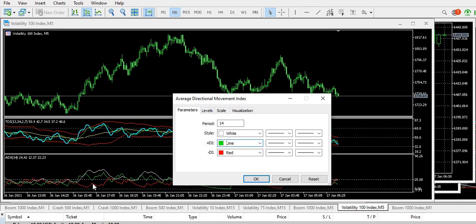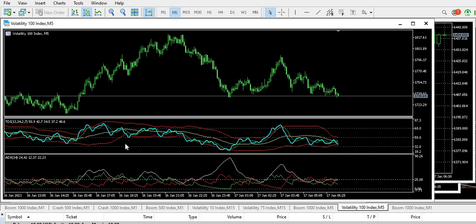So how do you know where to place a trade? There are two ways of trading using an ADX. The first way is when the red and the green cross, but that is not always an assurance of a perfect trade. Now let's come to the white line that we are seeing here. This is the signal line of an ADX indicator.